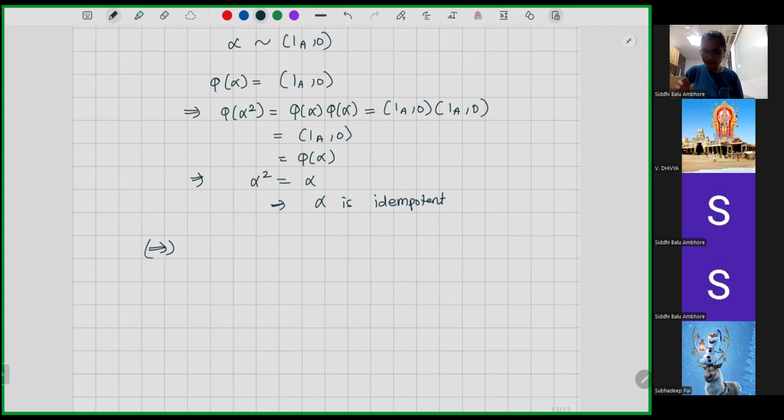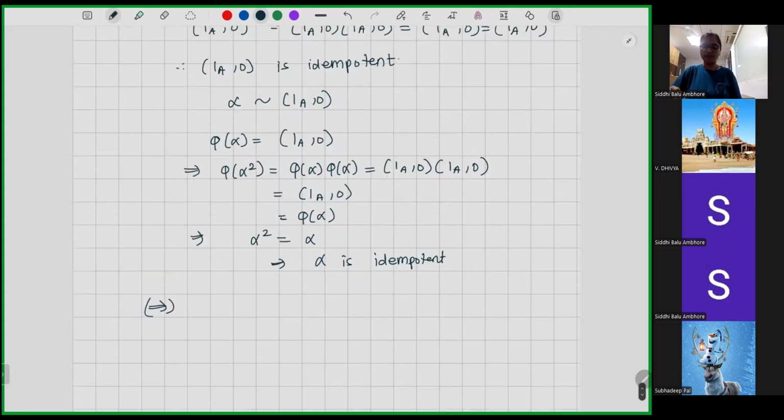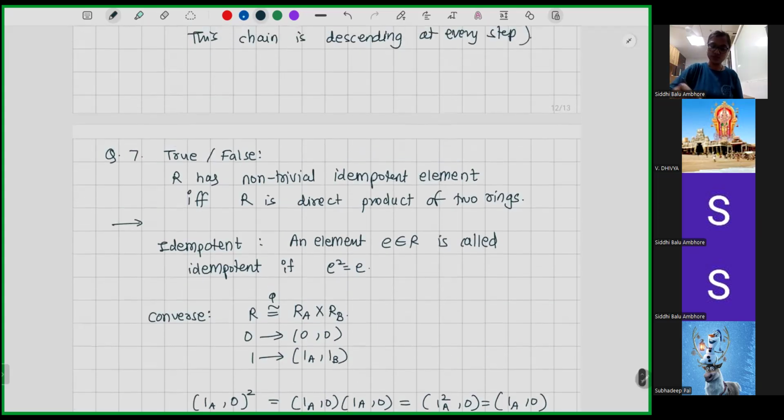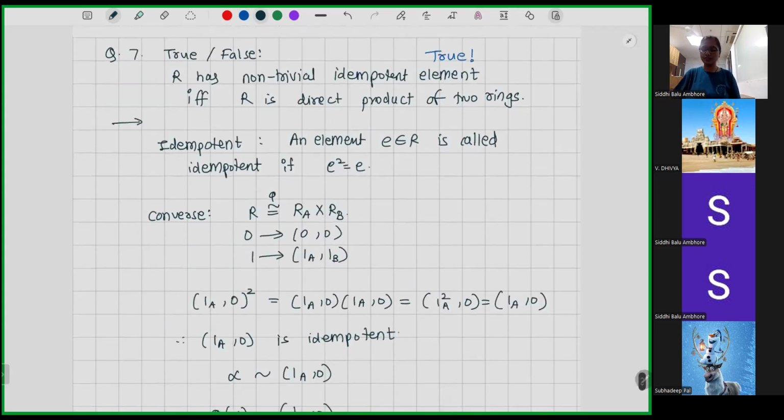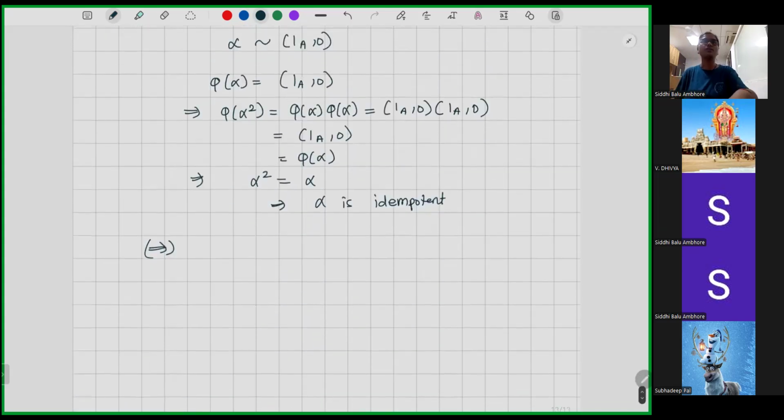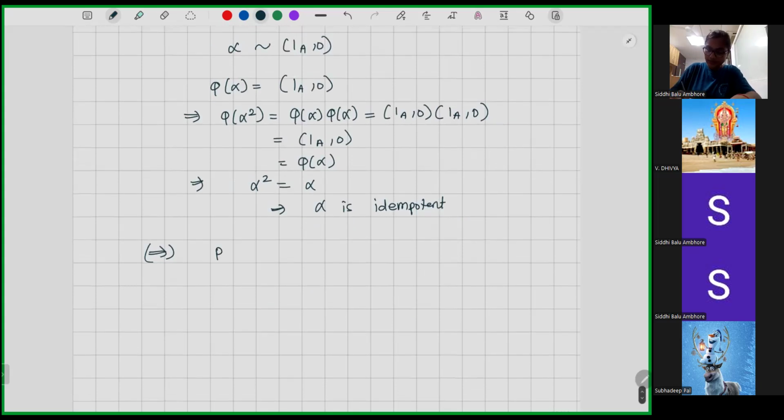So let us start. The statement is true, by the way. Let me write it here. It is true, and we are now proving it. As Subhadeep suggested, we already got the converse part. So let us prove the front part: that R has an idempotent element. That is given.